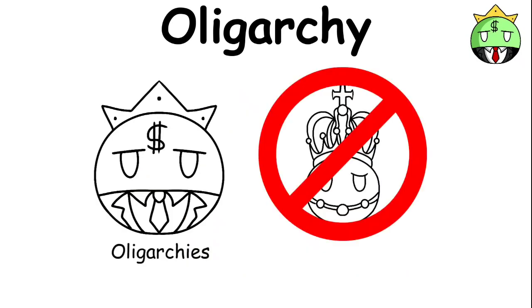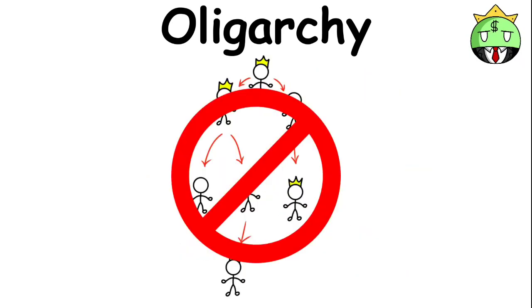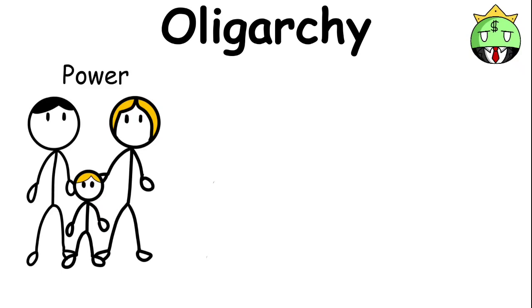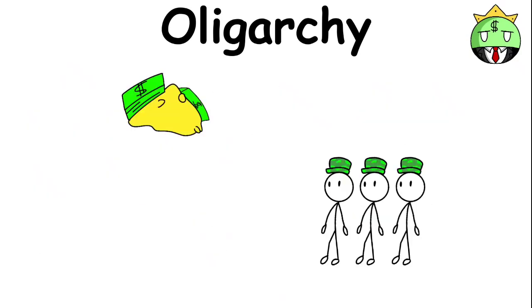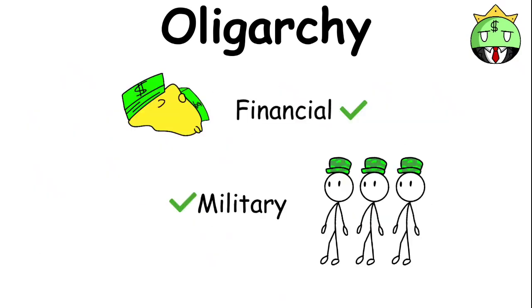Oligarchies, unlike monarchies, don't formally pass their leadership roles to the next generation, but can still stay in power for multiple generations as long as they maintain their financial or military status within the nation.